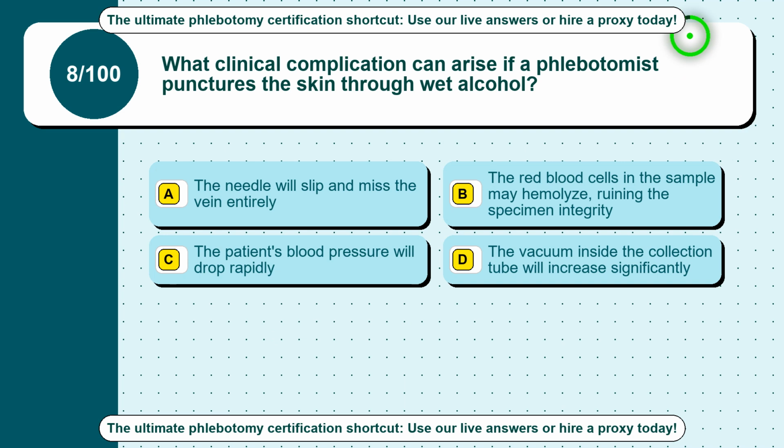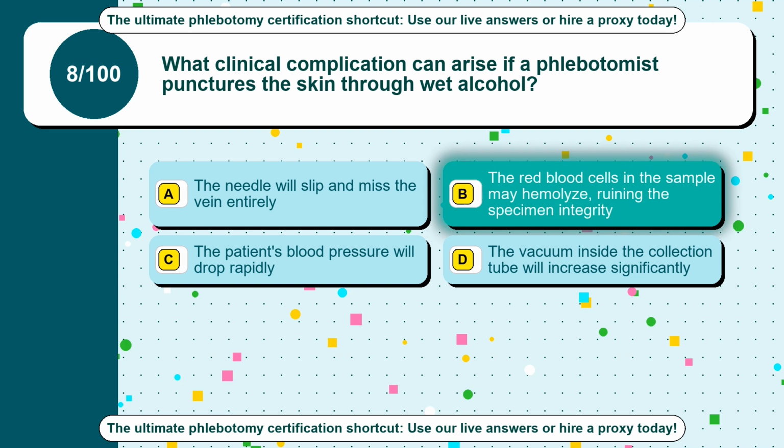Question 8. What clinical complication can arise if a phlebotomist punctures the skin through wet alcohol? Option A. The needle will slip and miss the vein entirely. Option B. The red blood cells in the sample may hemolyze, ruining the specimen integrity. Option C. The patient's blood pressure will drop rapidly. Option D. The vacuum inside the collection tube will increase significantly. The correct answer is option B.